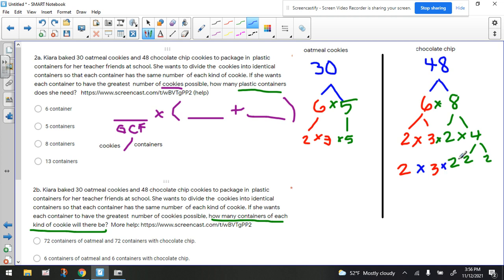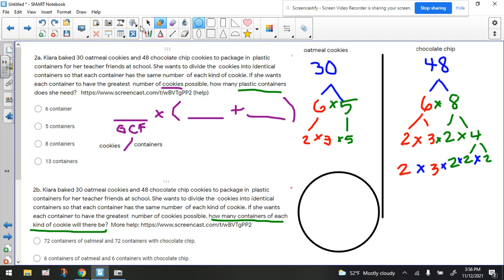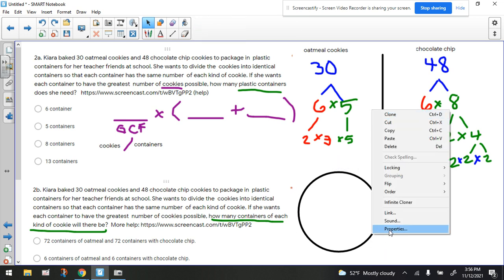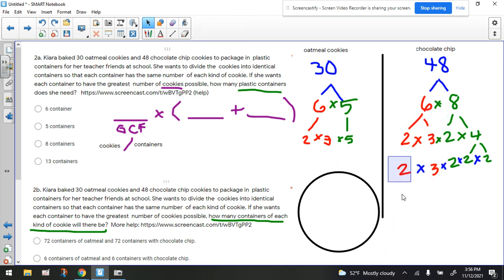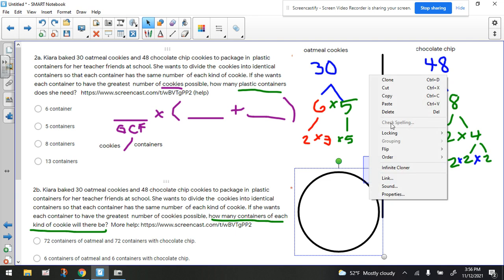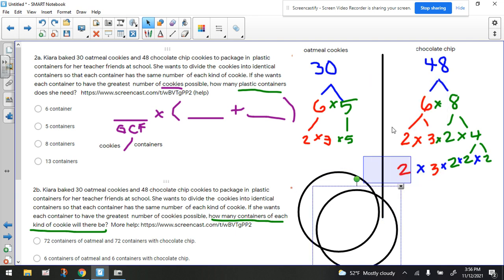All right, so there's our prime factorization for 48 on that last row, and we have our prime factorization for 30. Now, as it turns out, in class we've talked about how you might do a Venn diagram to figure out the GCF. So let's take a look at how we might do that. So we can get that to clone. There it goes. All right, so let me move this line out of the way.